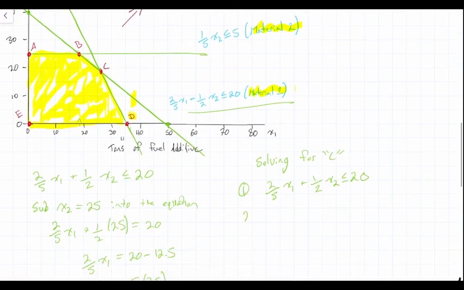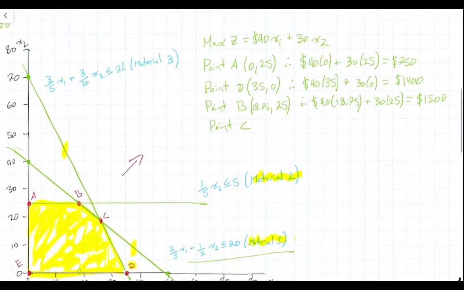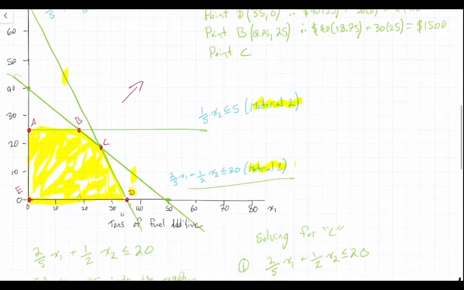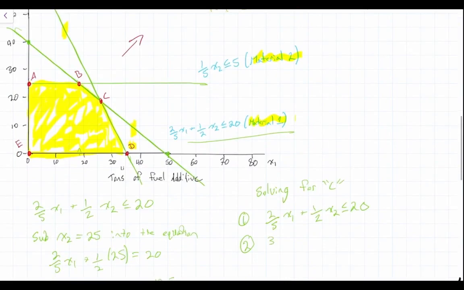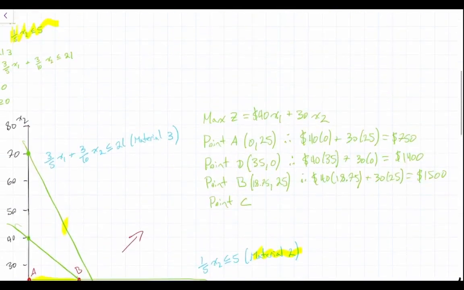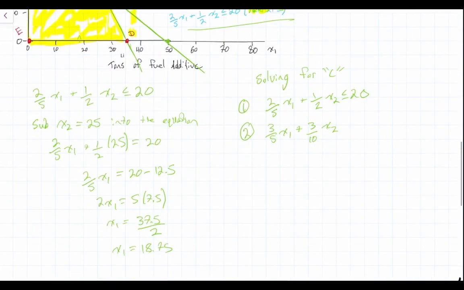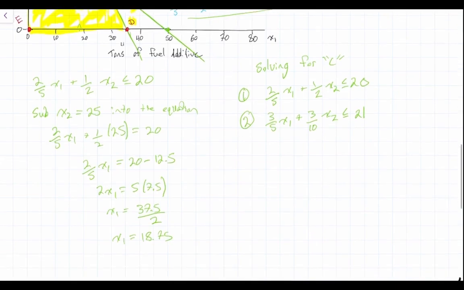Equation 2 is our second constraint line for material 3, which is 3/5 x1 plus 3/10 x2, and it must be less than or equal to 21. So I'm going to choose to rearrange equation 1 to solve for x2. So 2/5 x1 plus 1/2 x2. We'll get rid of the inequality, so we'll say it is equal to 20.